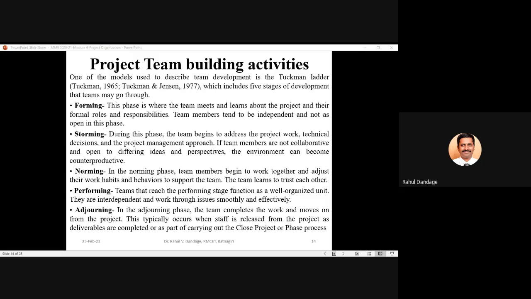The project team will be coming together. The project team will be meeting each other. Team members will meet each other for the first time, and they will try to understand what is their role and responsibility in that particular project. So that is a very essential criteria for the first stage.